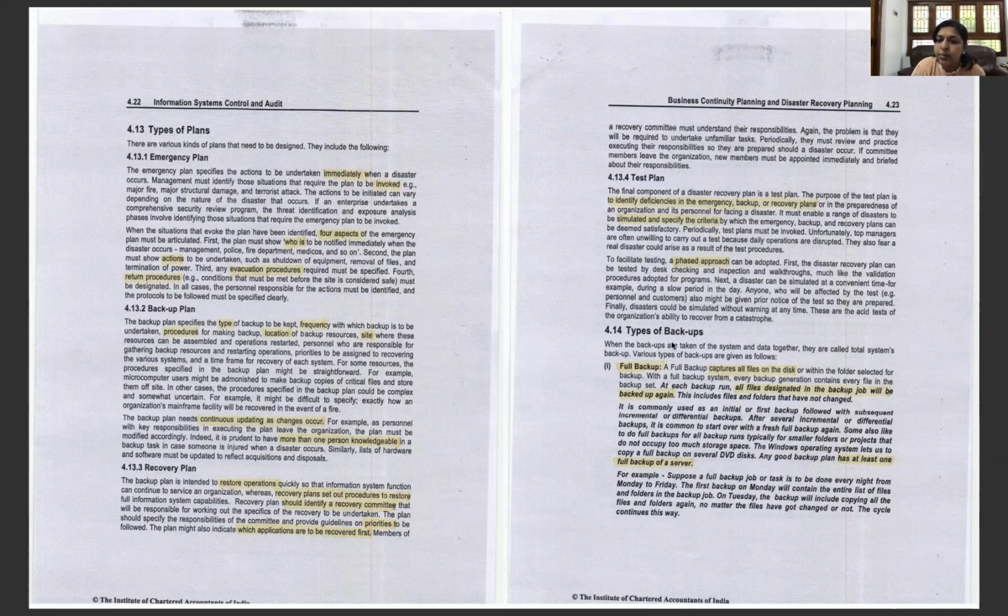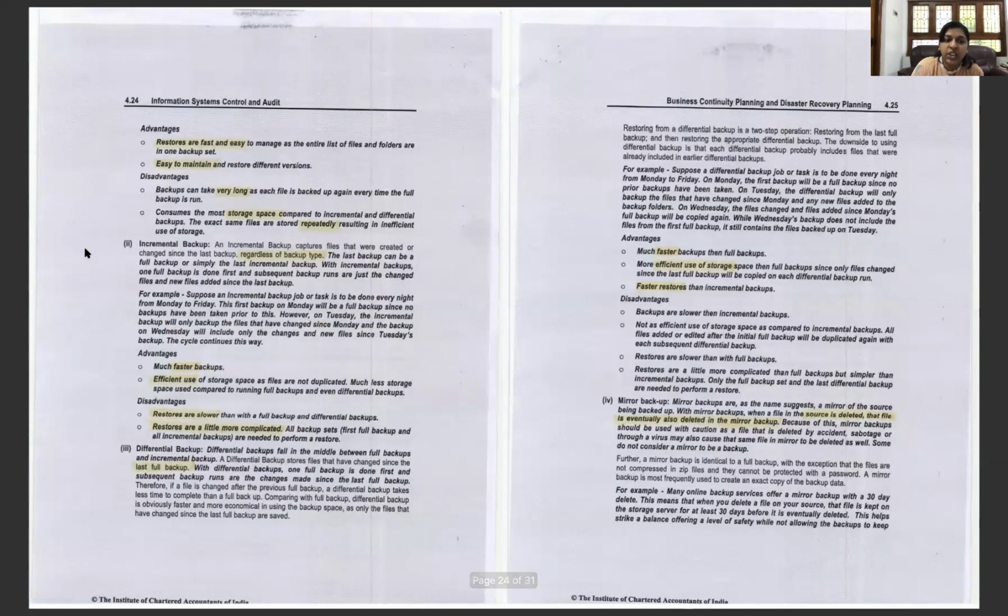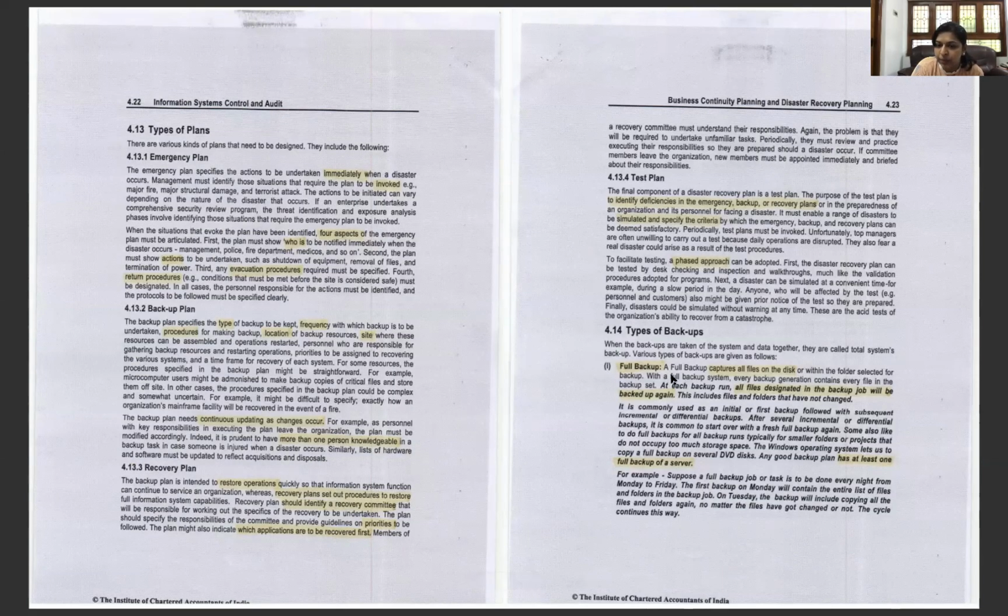Next is the types of backup. We have seen backups. What are the types of backups? Full backup, incremental backup, differential backup, mirror backup. Let us start with the full backup. What is a full backup? It captures all files on the disk.